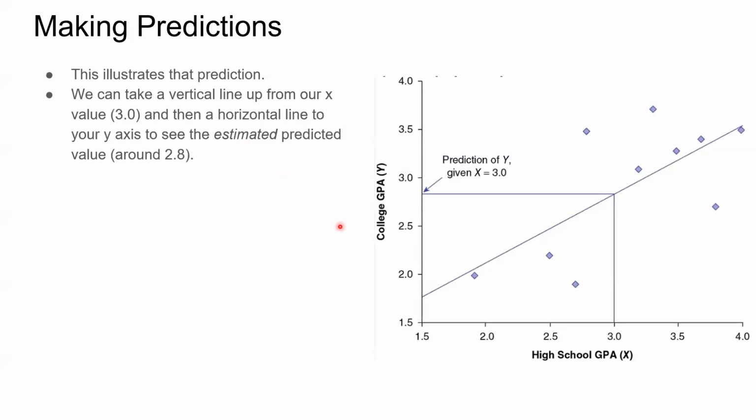And so this illustrates that prediction. We can take a vertical line up from our x, as we did, and a horizontal line over to our y-axis to give us a predicted score for any high school GPA score. We can find a predicted score for college GPA. And we did this before in the first video by using our regression equation and plugging in numbers. So we could make a prediction for salary and years of education, if you remember.